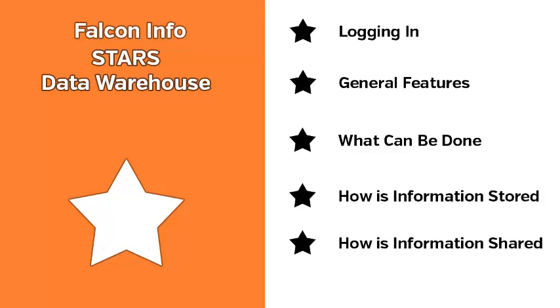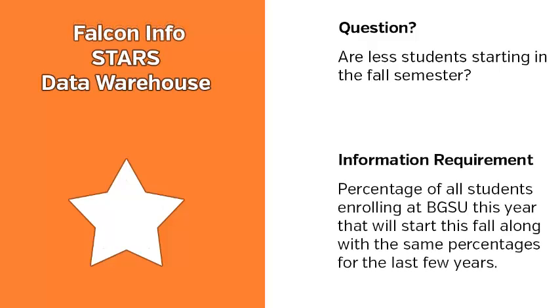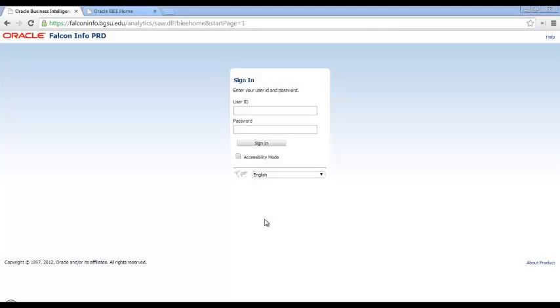The data warehouse at BGSU is designed to help answer questions. To get an answer from the system, you must first know your question. Then, you'll need to determine what piece or pieces of information you will need to answer your question. That information requirement is the basis of all analysis within the system. Let's get started by logging in and learning the basic tool locations.